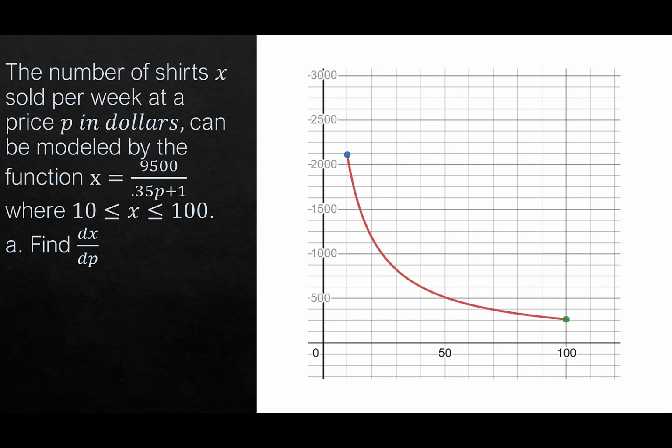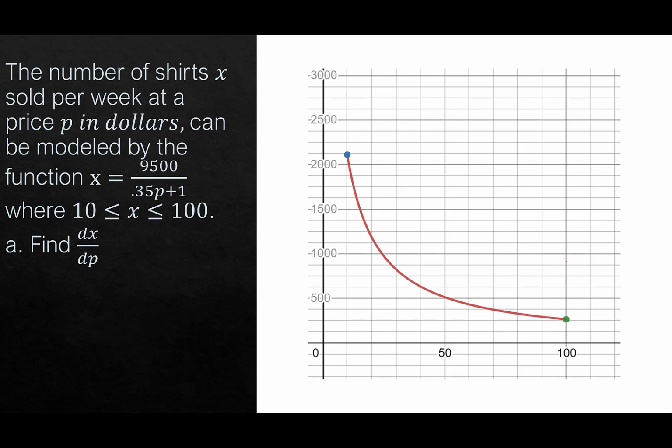Here's our last question for today, and it's looking at an application, and it has 3 parts to it. So we're going to start with the number of shirts x that can be sold per week at a price p in dollars can be modeled by the function x equals 9,500 over (0.35p plus 1), where x is between 10 and 100. So the idea was maybe they can only make 100 shirts a week, and they have to make at least 10 per week. I've graphed it already to give you that idea of what's happening.